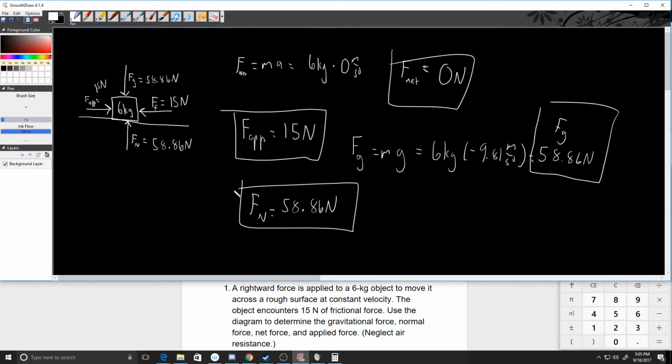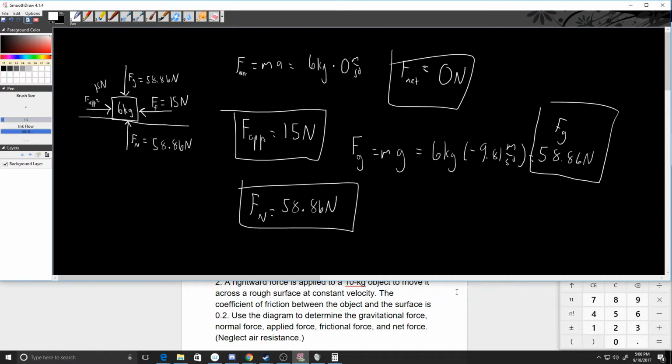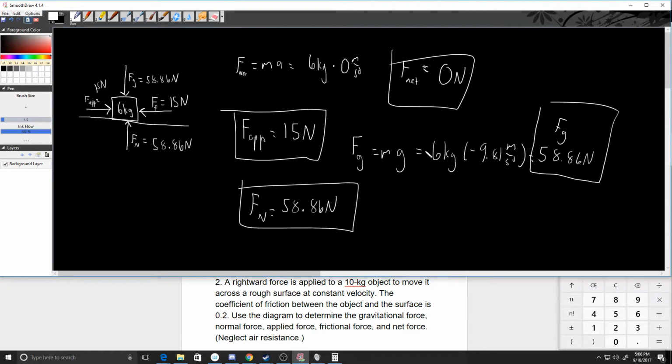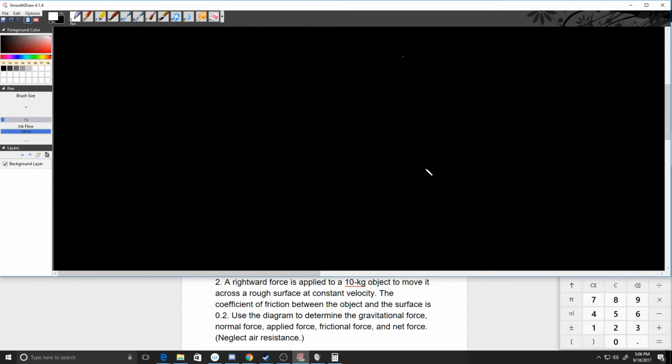And easy enough, right? We only even had to do math one time for this one. The big thing though is identifying that constant velocity means no acceleration, which means no net force. No acceleration, no net force. All right, so let's go down to number 2. I will scroll down here.